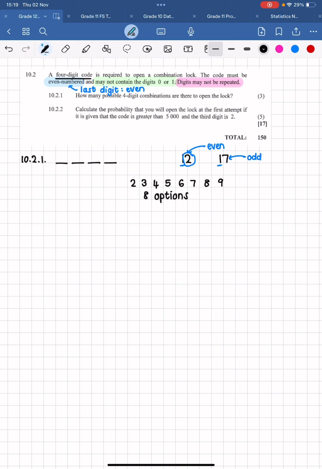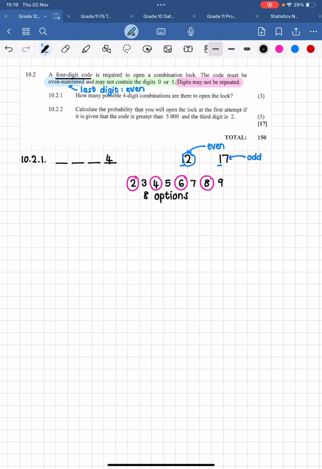Now the fact that they're saying that this must be an even number means that the last digit of this number must either be a 2 or a 4 or a 6 or an 8. So how many even numbers are there? How many options do I have? How many possible numbers could there be in the last digit of this code? 4. So what I write on these lines is the possible options, the possible number of digits that you could use in that space.